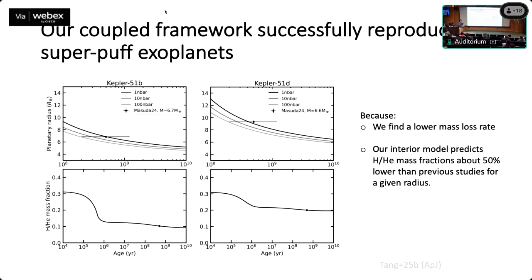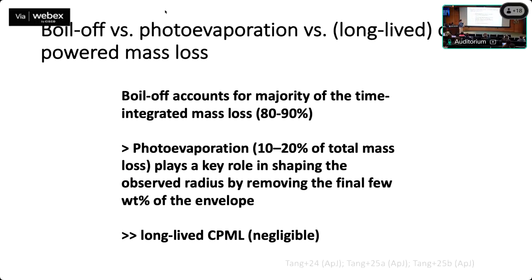Because when your XUV flux is stronger, your bolometric flux is also stronger, indicating that during the boil-off phase, you expect a higher equilibrium temperature. That can lead to more mass loss. So they scale in this way, so that this key conclusion remains roughly the same.